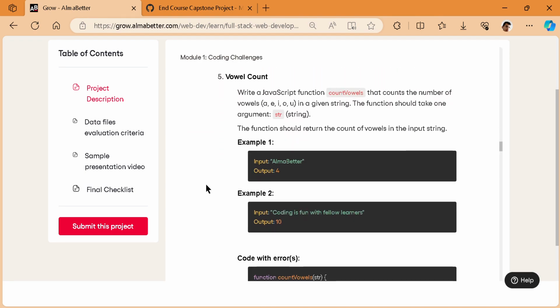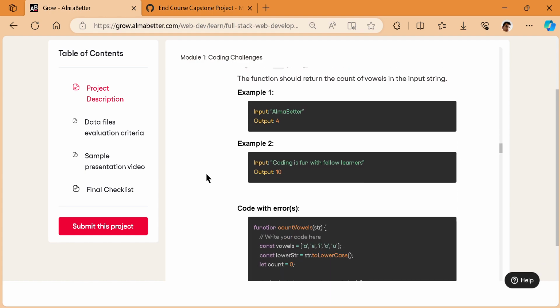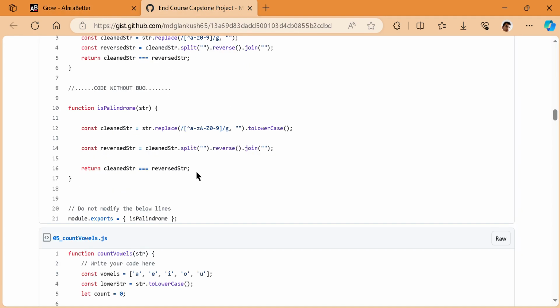Next, the vowel count. Write a JavaScript function countVowels that counts the number of vowels in a given string. The function should take one argument, str. We have to calculate the number of vowels present in the string. Let's come to the code.